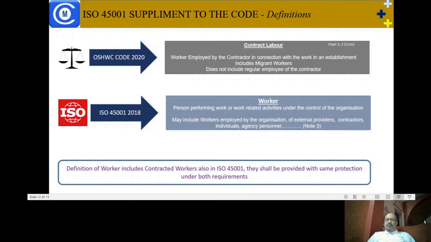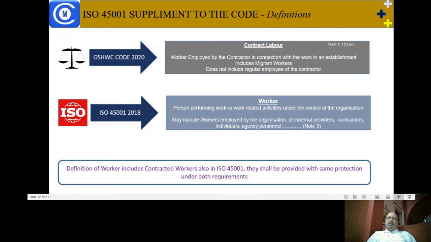Let's see contract labor, one of the important definitions. Worker employed by the contractor in connection with the work in an establishment, includes migrant workers, does not include a regular employee of the contractor. If a contractor has employed in his office or in his work a regular employee, that will not come under the definition of contract labor. But remember that migrant workers are also considered as contract workers.